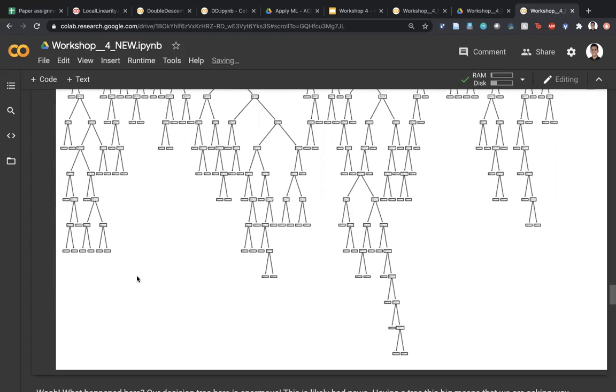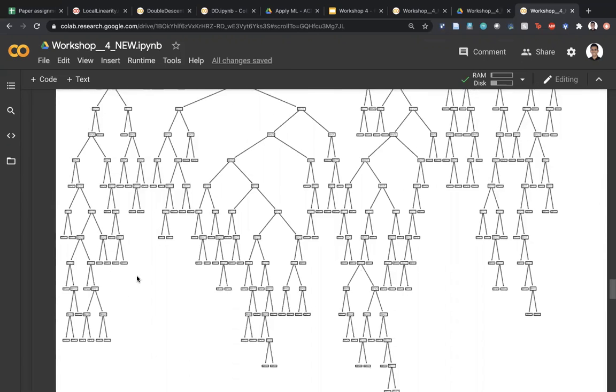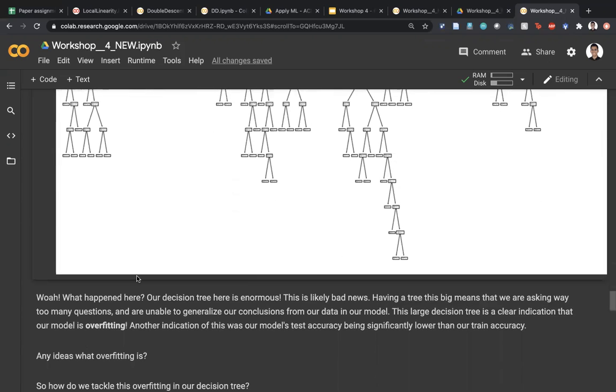So we have a term for this. When this decision tree is really large and sprawling, and you see that huge gap in training and testing accuracy, that is called overfitting. Does anybody have any idea, just off the top of their head, what overfitting is and what it means? Just feel free to shout it out or just drop it in the chat.